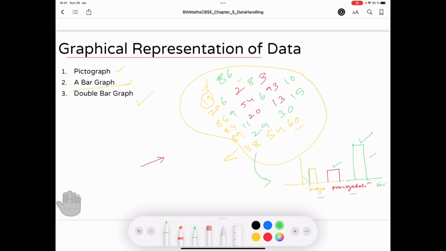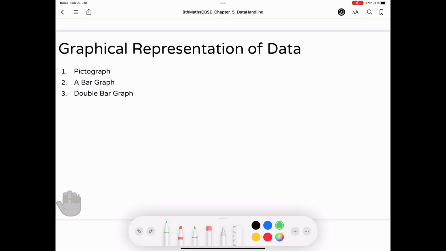What I mean to say is, instead of all these numbers written, which are probably 20-30 numbers here, if it becomes 1000, 2000, 10,000 numbers, it would be difficult to make sense of that data. It will be difficult to look for information in that data if it is just given as numbers. This is why we represent the data graphically, so that it's easier to look for information in it. The first graphical representation we are going to see here is the pictograph.